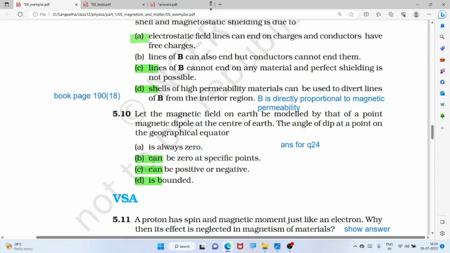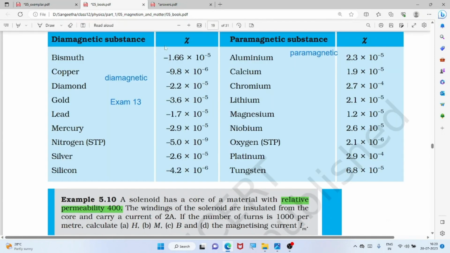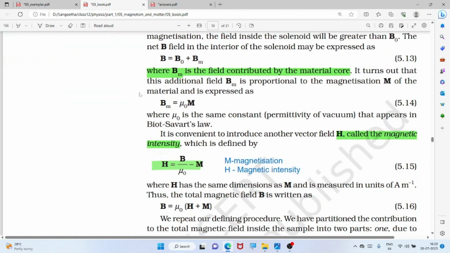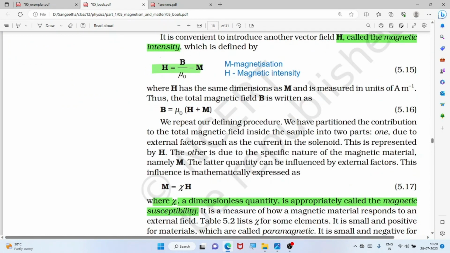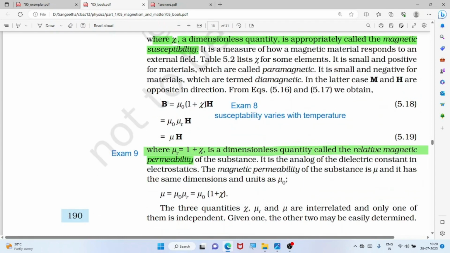B is directly proportional to the magnetic permeability. So B is directly proportional to the magnetic permeability. B equals mu H.